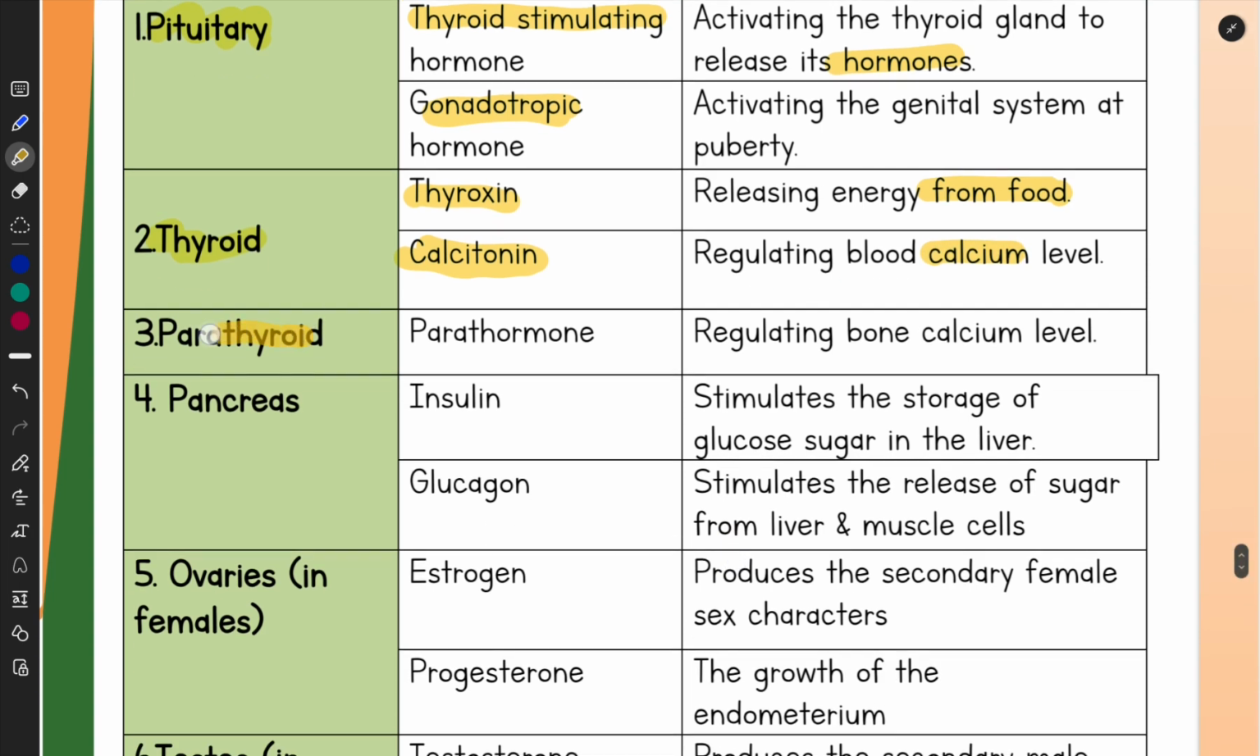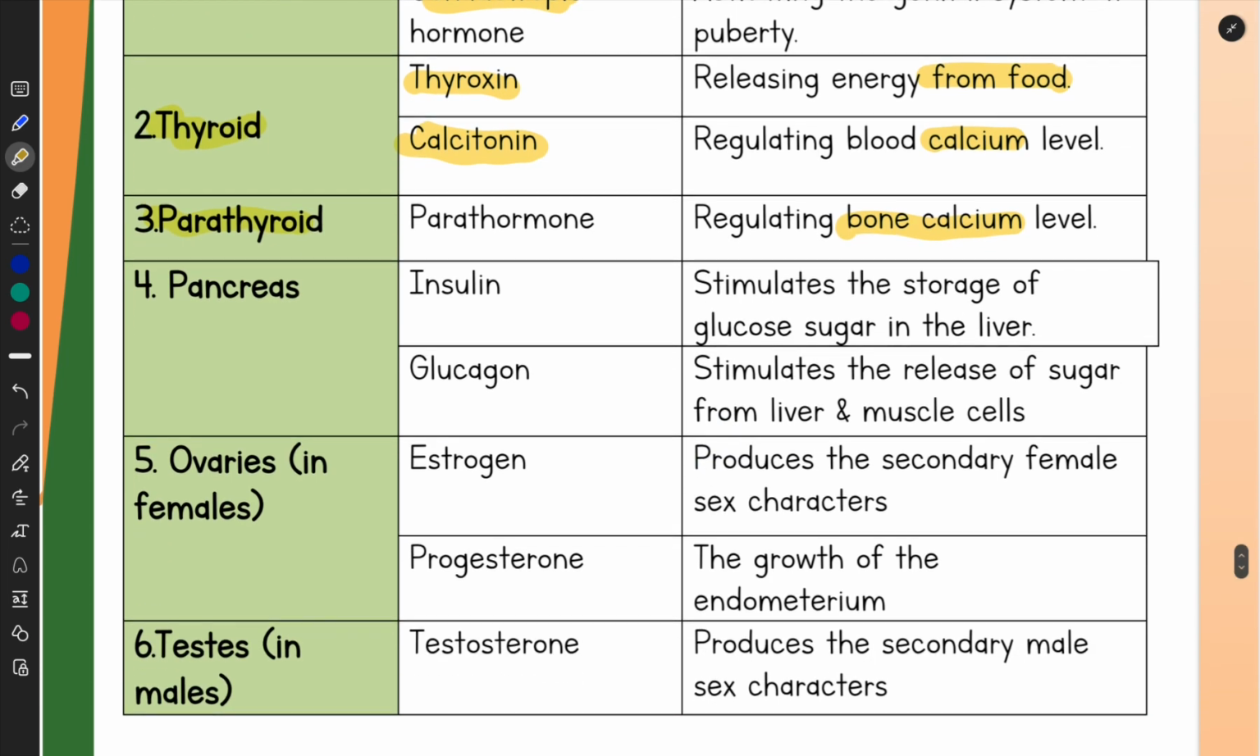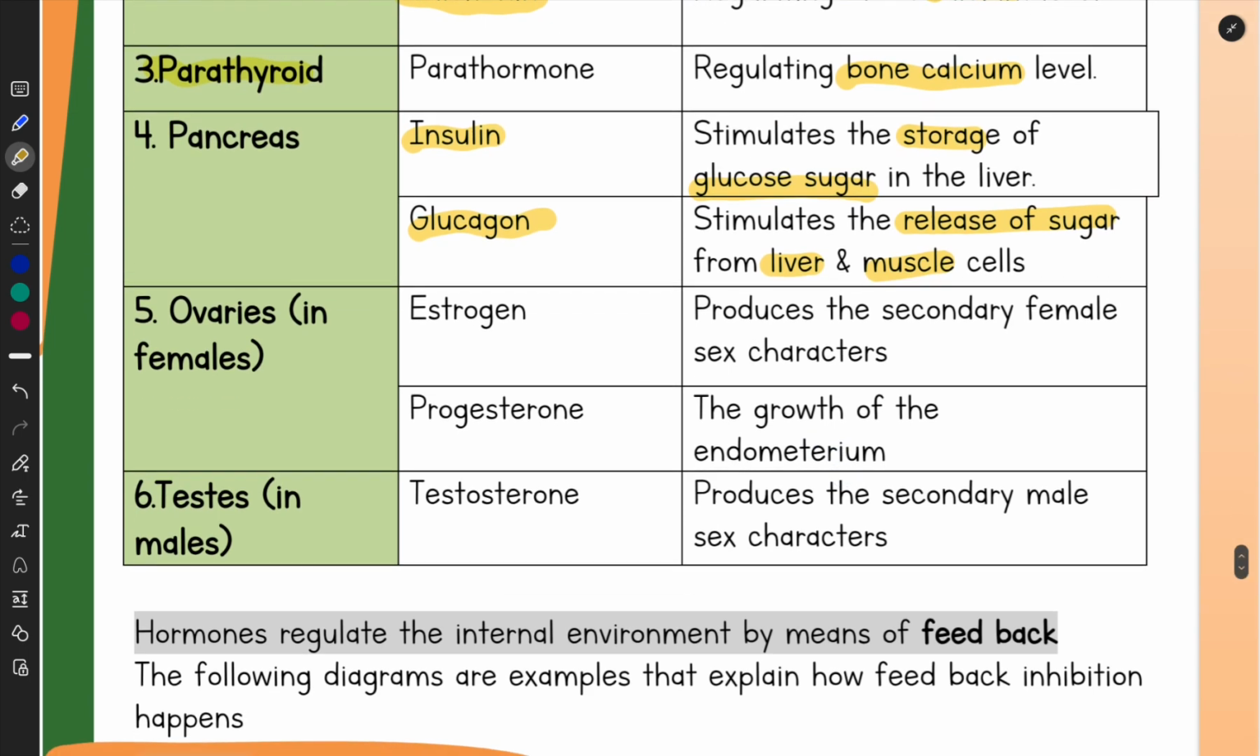Okay, parathyroid gland produces parathormone, regulating bone calcium level. Okay, pancreas produces insulin and glucagon. Insulin is responsible for stimulating the storage of glucose sugar in the liver, while glucagon is responsible for stimulating the release of sugar from liver and muscle.